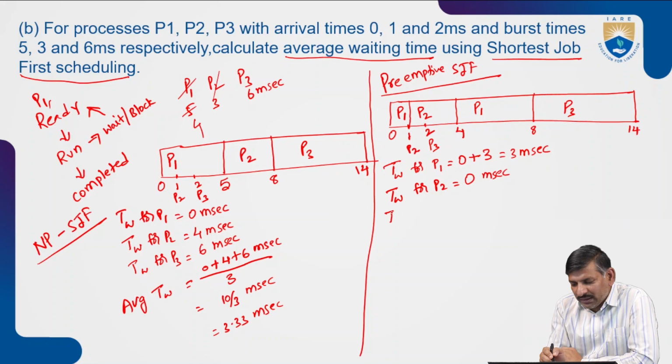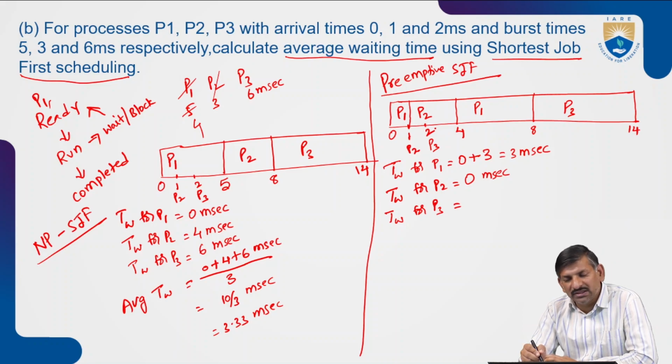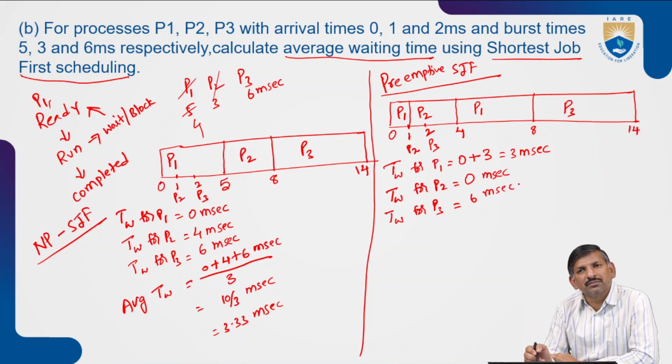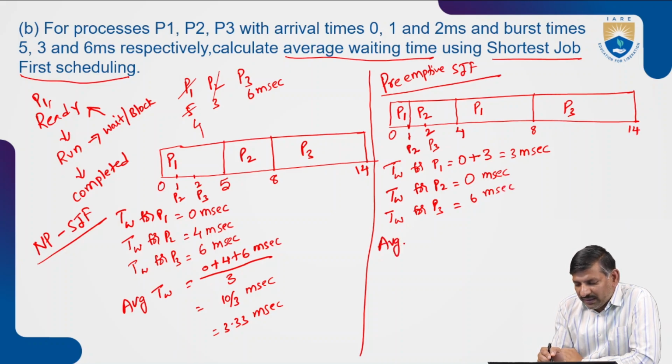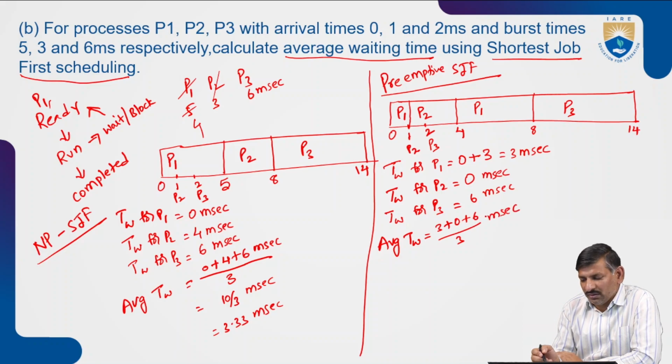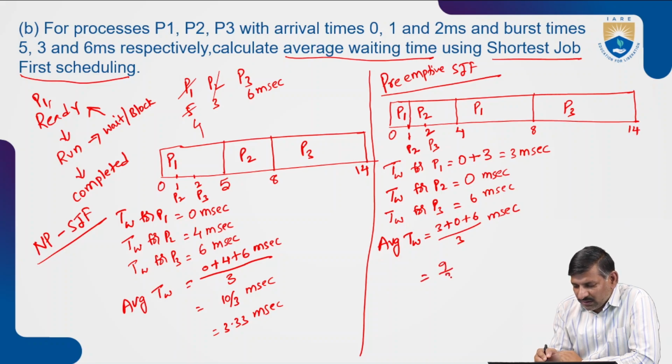Now, waiting time for process P3. P3 entered into the ready state at the time of 0 and is scheduled for execution at the time of 8th millisecond. So how much time is it waiting? 6 milliseconds. So average waiting time for this requirement is equal to 3 milliseconds plus 0 plus 6 milliseconds by 3, that is equal to 9 by 3 milliseconds, that is equal to 3 milliseconds.